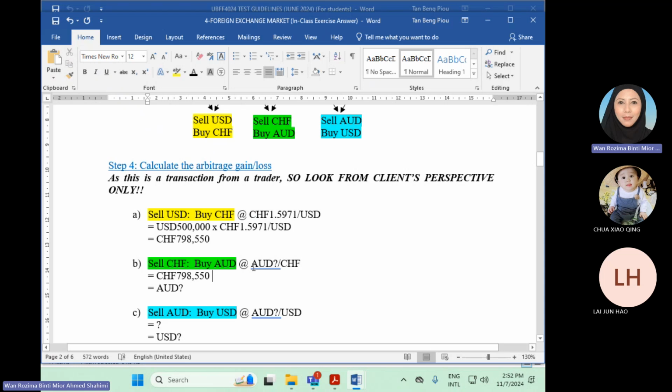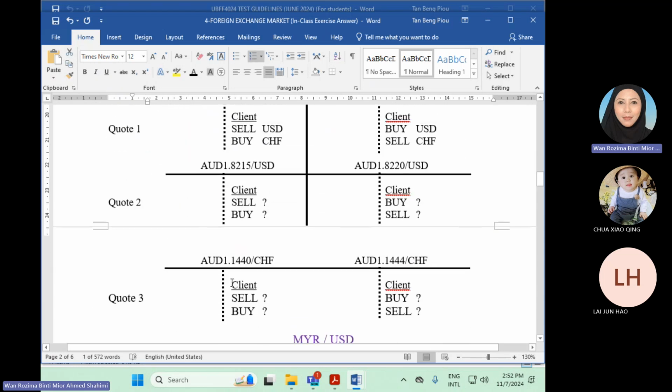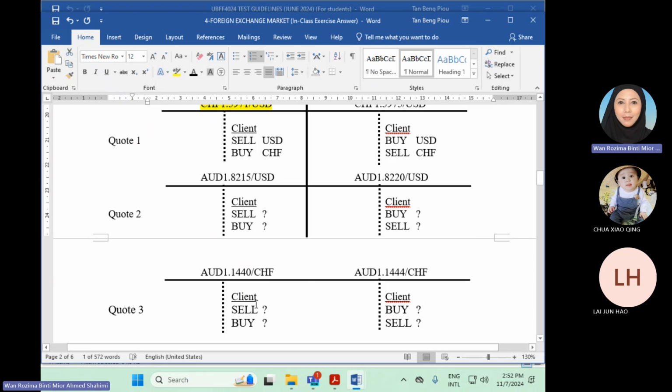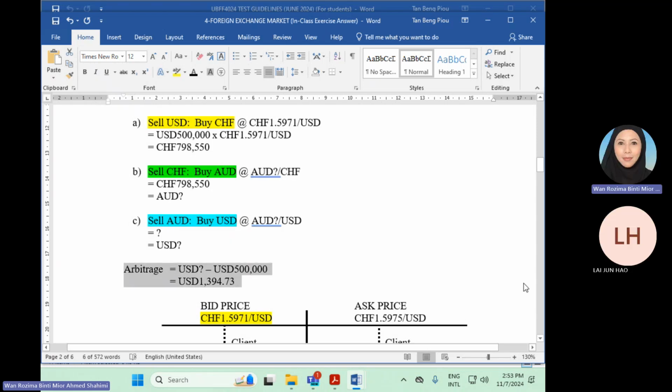Now, Aussie dollar and Swiss franc, meaning that you need to do the quote number 3. Then choose which one, sell Swiss franc, buy Aussie dollar, and do the rest, until you get the answer, 1,394.73 cents. Okay, so it's your homework. Do the rest. I already gave you the final answer, and you only need to do step B, step C, and then lastly minus the arbitrage to get the profit.